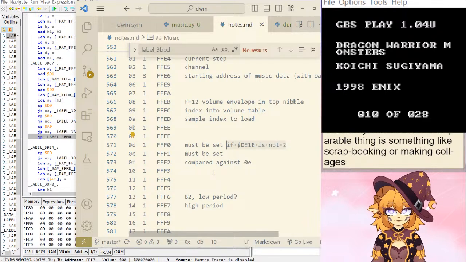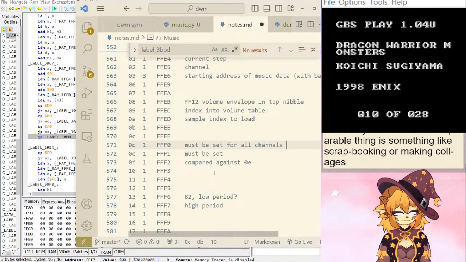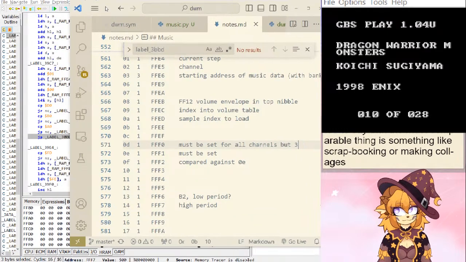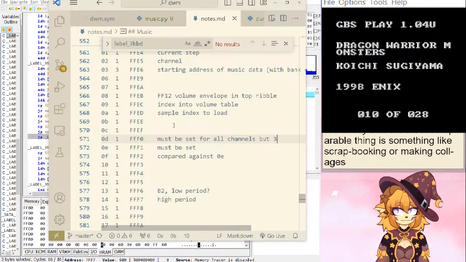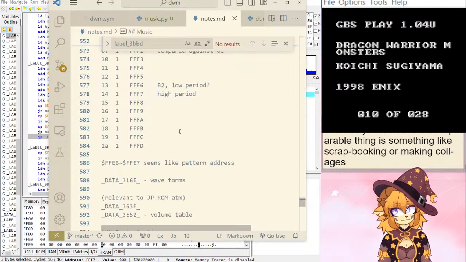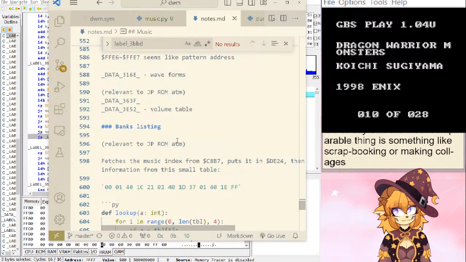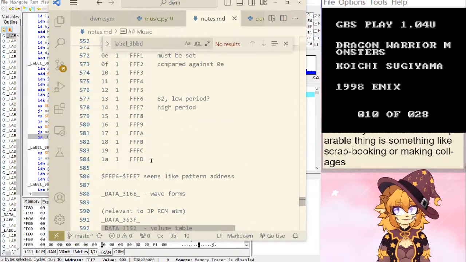Set. All channels but 3. Oh yeah. We got more of that next time, yeah.